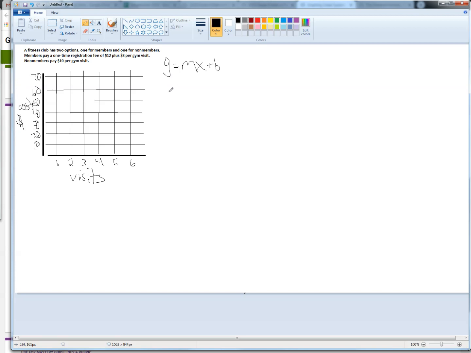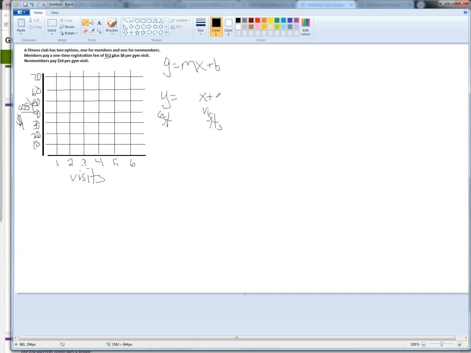Okay, so now let's look at making two equations. First, we're going to do members. Members pay a one-time fee of $12 plus $8 per visit. So I wrote down my y here, which is the cost. It's the word I wrote along the y-axis, see? And my x is going to be number of visits. X and y just stay x and y when you're making your regular equation. Now we can plug in the actual numbers.